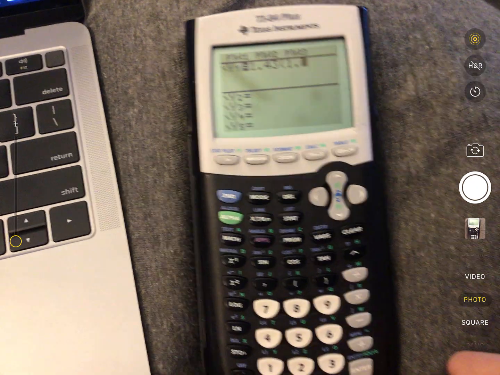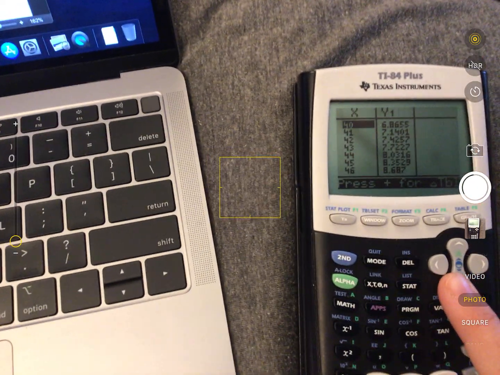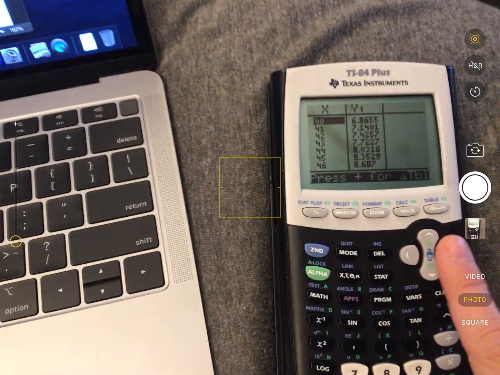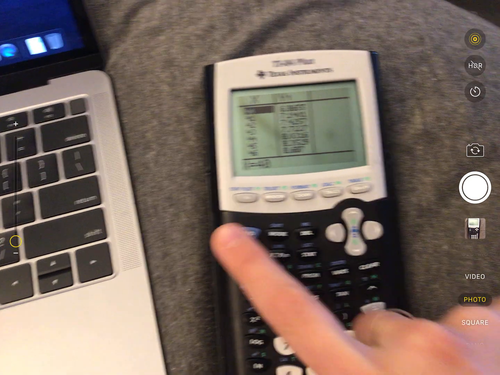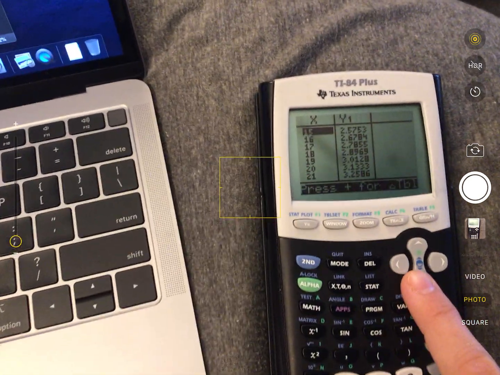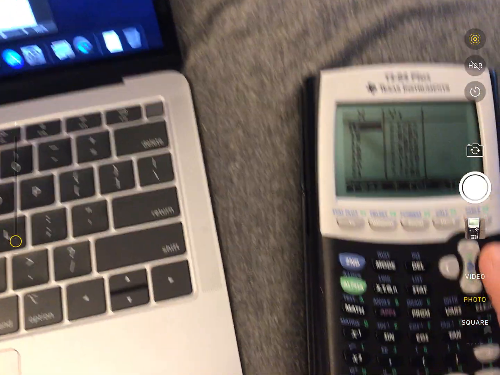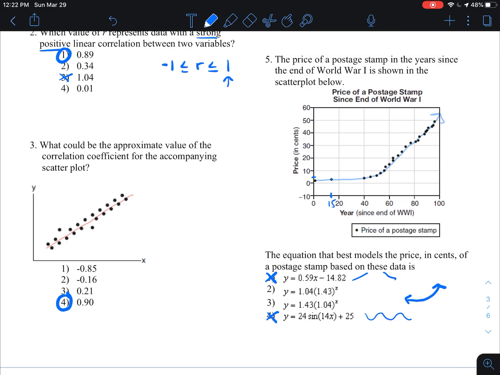So let's type in 1.43 times 1.04 to the x and look at this table. Now 40 is around 6.86, and I said it looked like it was around 5, so that's much closer. And then let's go back to 15. And 15 is around 2, which is exactly where our graph looked like that plotted point should be.